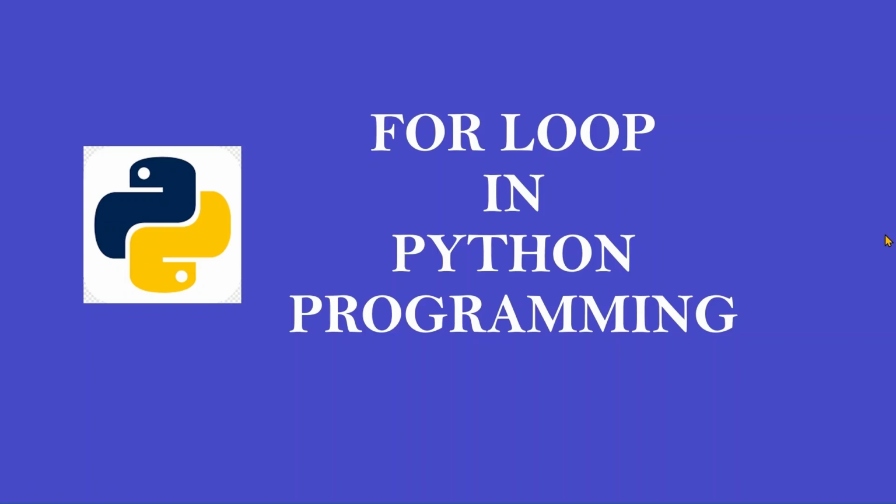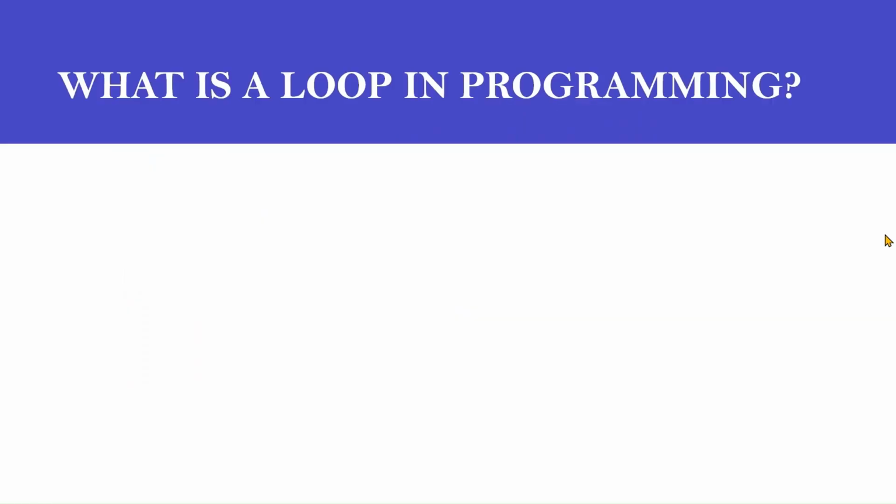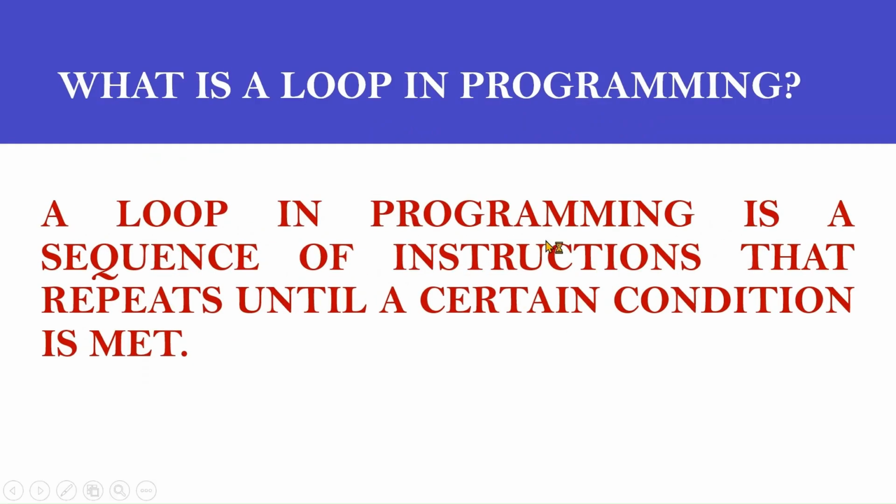Today I will teach you about the for loop in Python programming. So what is a loop in programming? A loop in programming is a sequence of instructions that repeats until a certain condition is met.